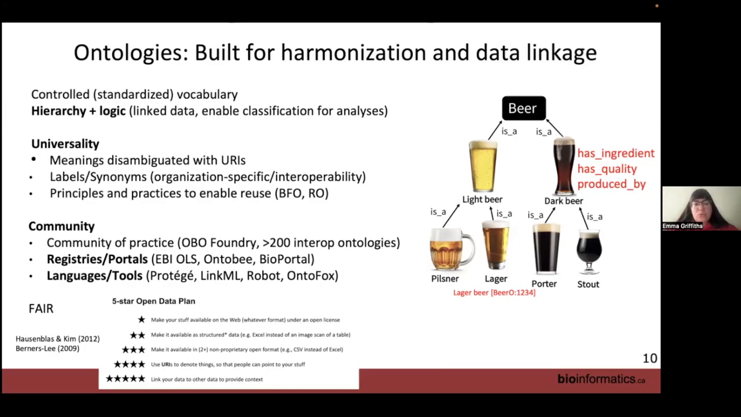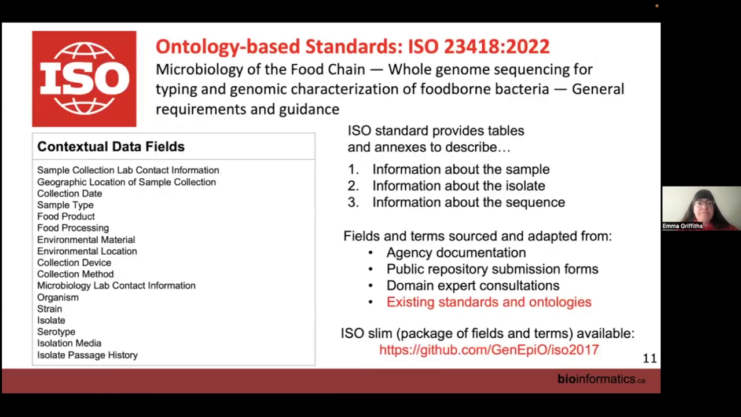There's also different tools and languages. There's registries and portals that enable you to help search for the different fields and terms that you want. So basically, by using ontologies, there's a whole system and whole communities out there to help support you implement these things. Okay, so one example of an ontology-based data standard or data specification is ISO 23418.